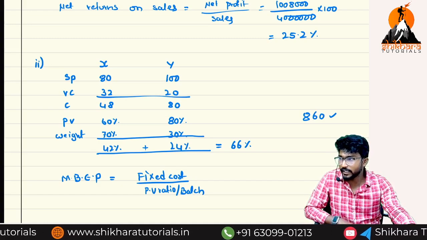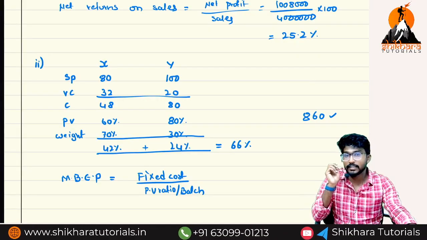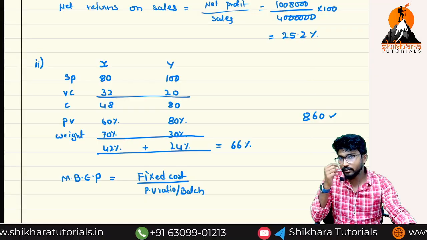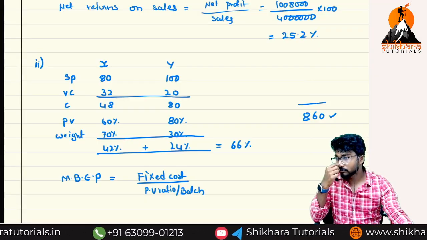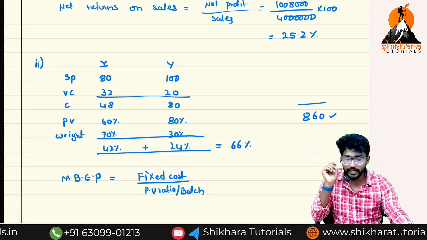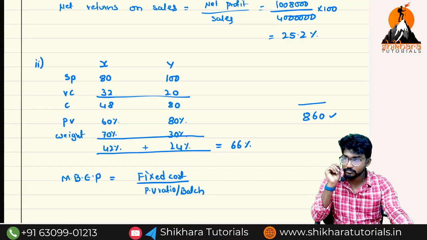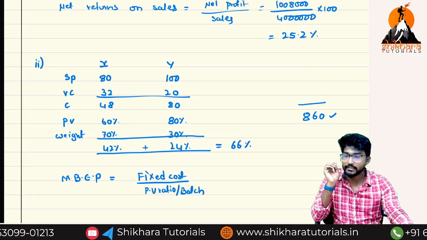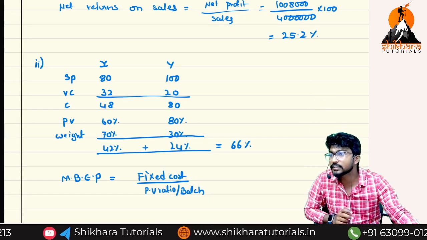What is the contribution per unit of X? For X it is 48. 48 into 7? 336 plus. Next, what is the contribution of Y? 80. 80 into 3. Total 576 divided by 860 into 100. 66.97. Almost 66% only, no? That's how we got 66%.